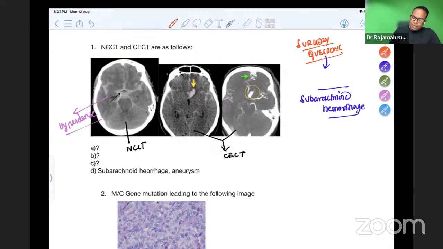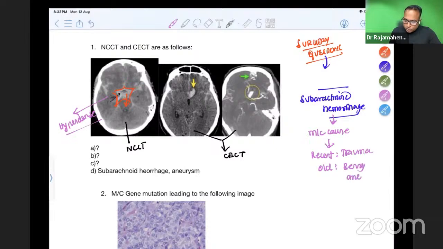So this is a subarachnoid hemorrhage from the image. There is a hyperdense lesion in the subarachnoid space. Otherwise, this would be black in color; you can see it is white. And what is the most common cause of subarachnoid hemorrhage? As most of you know, the most common cause of subarachnoid hemorrhage in recent days is trauma. But in olden days, what is the answer? In olden days, it used to be a berry aneurysm.